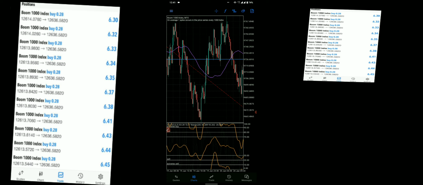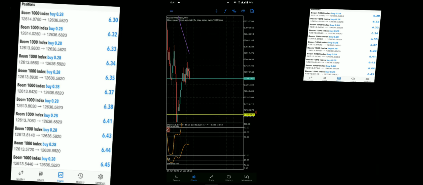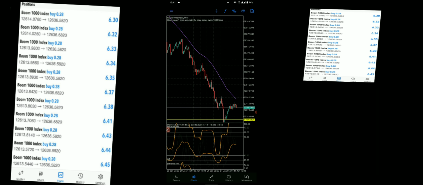So let's try it out on another asset. Let's check out Crash 1000. You see this setup now. I can use this to scalp, once it's between the sell level and the extreme sell. Remember, I told you, once it touches the 30, allow it to cross the 30 level. Then once it's between the sell and extreme sell, you can scalp.